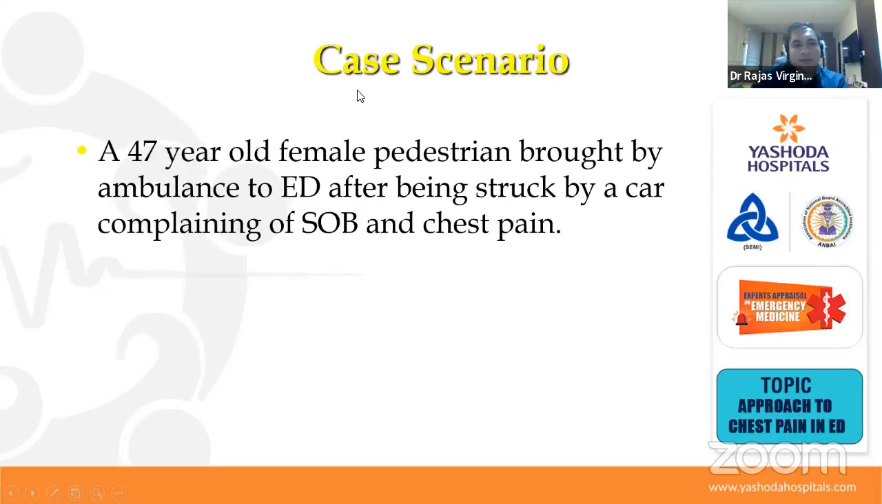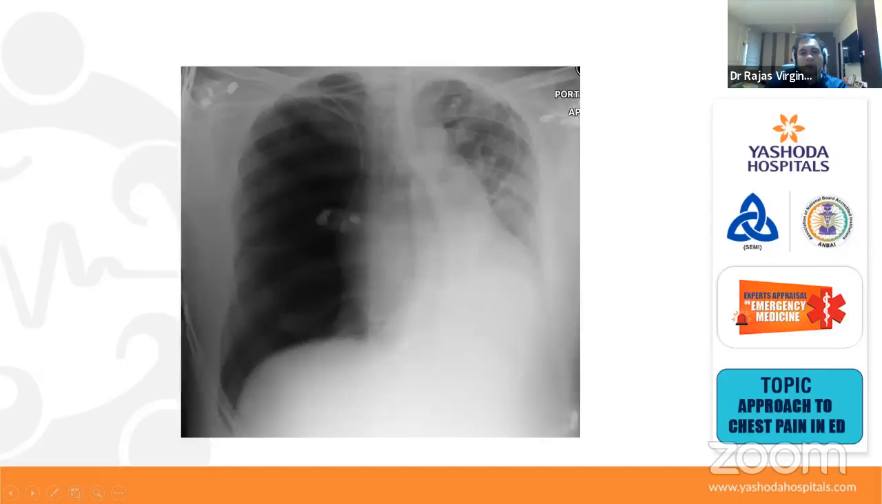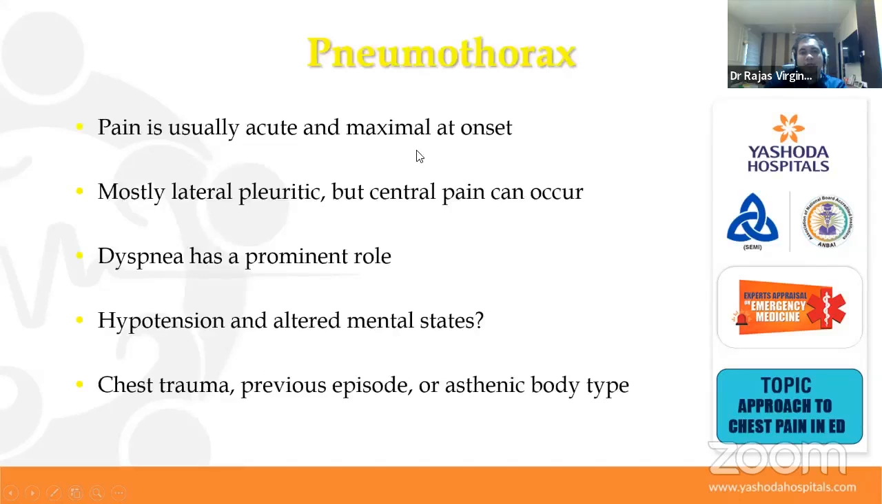So coming to the next case. You have a 47-year-old female pedestrian brought by an ambulance to the emergency department after being struck by a car, and now is complaining of shortness of breath and chest pain. This is the ECG, this is the X-ray that you've noticed. But prior to this, you would have done a clinical examination. This clearly shows a massive pneumothorax, and in a clinical context, can even be a tension pneumothorax.